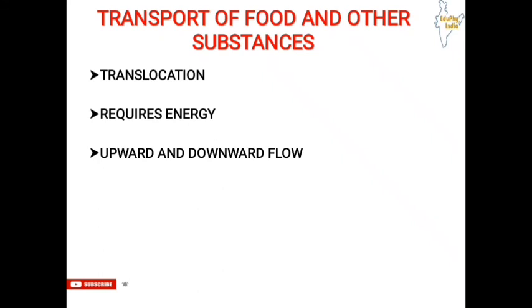The transport of food and other substances is called translocation. So this process is called translocation. This process requires energy in the form of ATP molecules, that is adenosine triphosphate. As we have seen, there was only a simple physical force in the form of osmotic pressure, and there was a suction or pressure during transpiration, and there was no requirement of energy during transportation of water and minerals. But here there is a requirement of energy for the transportation of food and other substances.